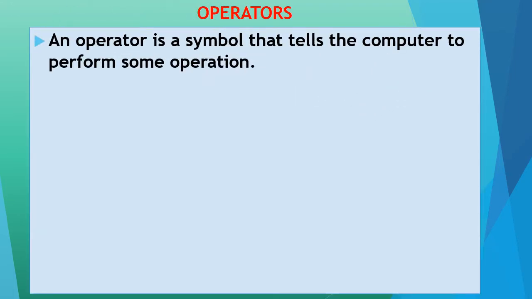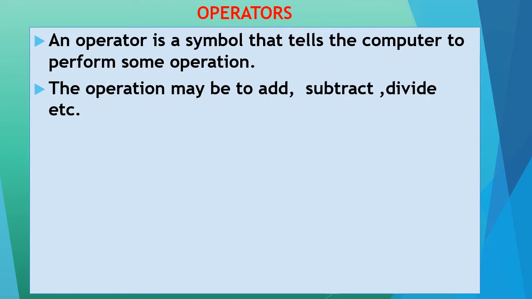Operators. In this video, I'm going to discuss the operators in C. First of all, we'll discuss what an operator is. An operator is a symbol that tells a computer to perform some operation. The operation may be to add, subtract, multiply or divide.